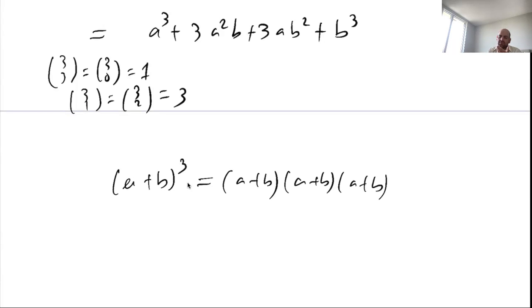We said, okay, first of all, you have some a to power n term, in this case, a to power 3 term. How do you get a to power 3 term? I have to choose a from the first bracket, I have to choose a from the second bracket, and I have to choose a from the third bracket. There's only one way to do that. And then I get a to power 3.